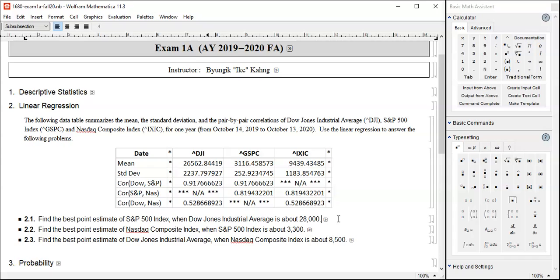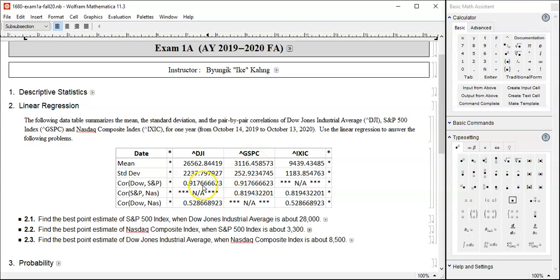Find the best point estimate of S&P 500 index, the second column, when the Dow is about 28,000. So the first column is 28,000. Well, let's see, the mean is 26,500 something. So this 28,000 is above the mean. So you can expect this is going to be above the mean as well. So the final answer should be bigger than 3,100 something.